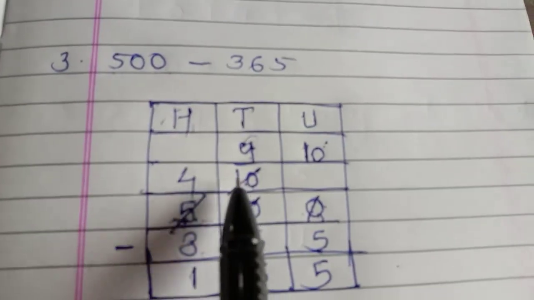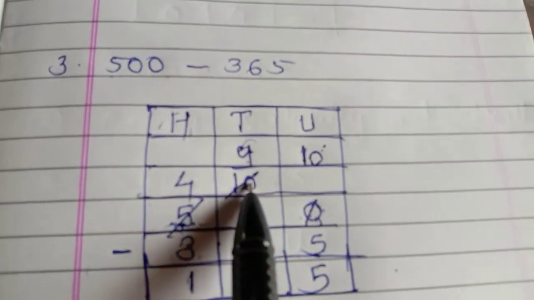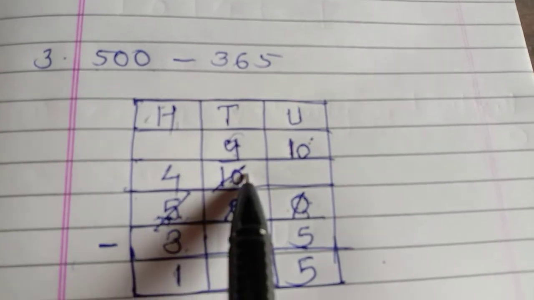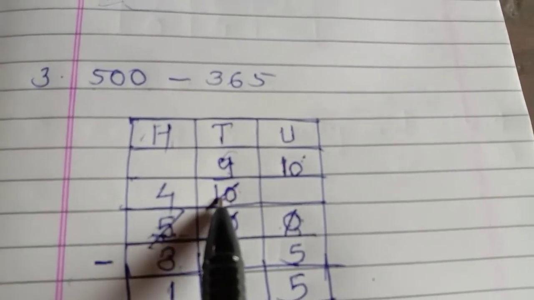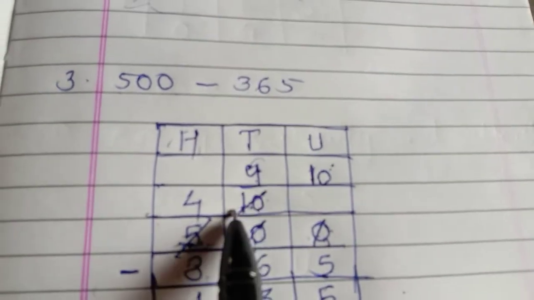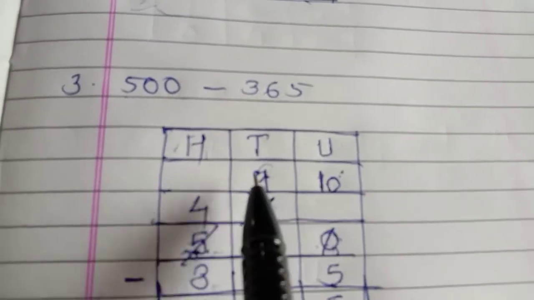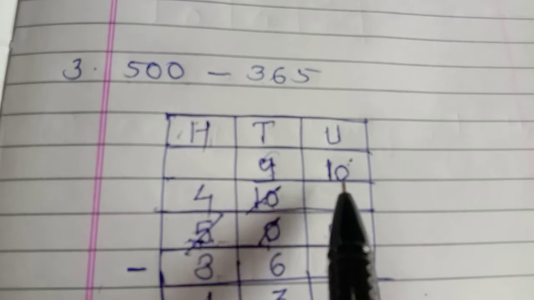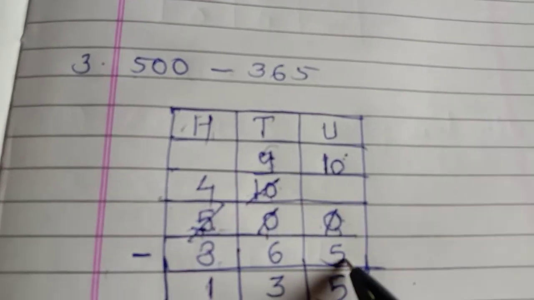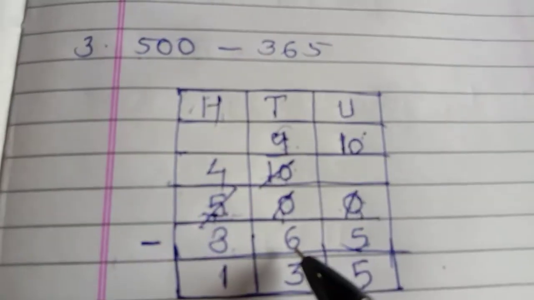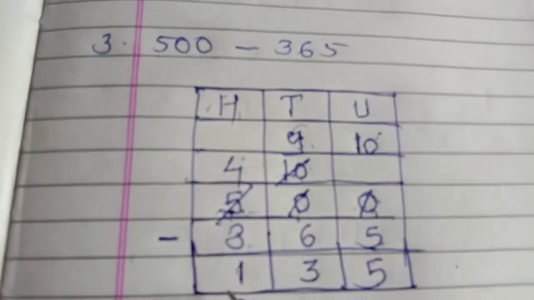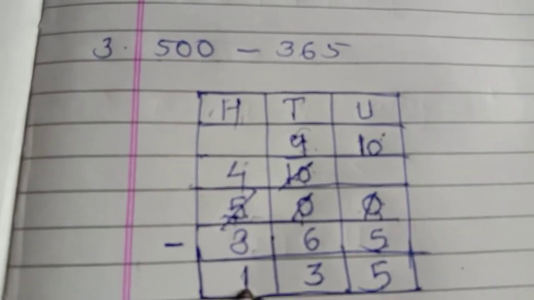Okay. So 5 minus 1, that is 4. 100 borrowed, 100 means 10 tens. Plus this 0, that is 10 tens. From 10 tens then we borrowed 1 here. That means 9 is remaining here. And 10 minus 5, that is 5. 9 minus 6, that is 3. And 4 minus 1, that is 3. Clear?